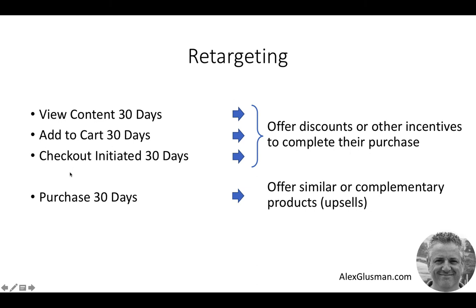Because otherwise you're going to send messages saying complete your purchase with a 10% discount to people who may have already bought. And then I separate this other audience, the purchase custom audience, because we can offer similar or complementary products to people who have already bought. So we know that their intention was to buy the product that we offer. We can offer them something that is complementary or similar to that product, and that is what is called an upsell.